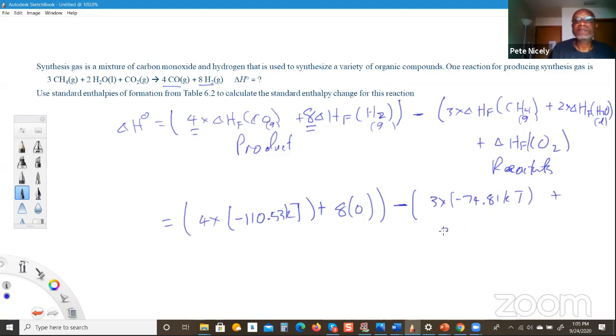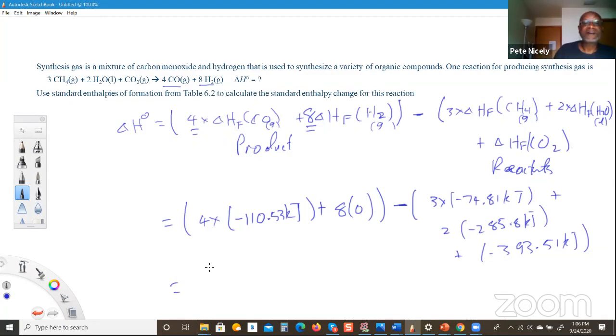Then we add to that 2 times the enthalpy of formation of H2O liquid. If you look at the table for H2O, there are 2 values, one for H2O liquid and one for H2O gas. We're going to use the liquid. So 2 times minus 285.8 kilojoules, plus for CO2 minus 393.51 kilojoules, right? Okay, so all we have to do now is the math.